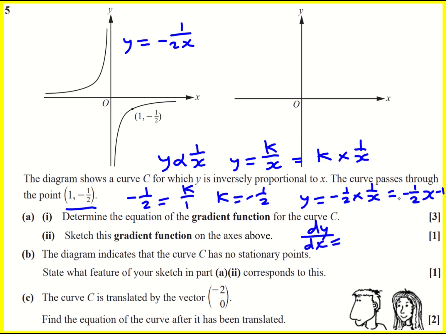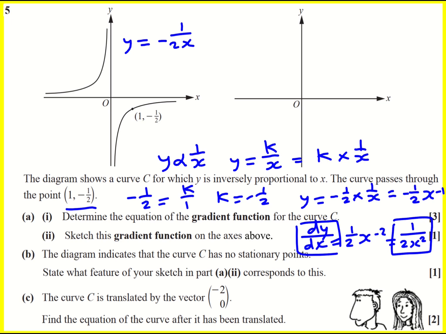So for the gradient function, we multiply by the power, so actually the minuses are going to cancel, and then we reduce the power by 1. So there we go, which we could then write as 1 over 2x squared, or a half times 1 over x squared, if you prefer. I think you'd be okay with this one as well, but this is a bit neater, and it's going to be easier to do the sketch, which is the next bit.